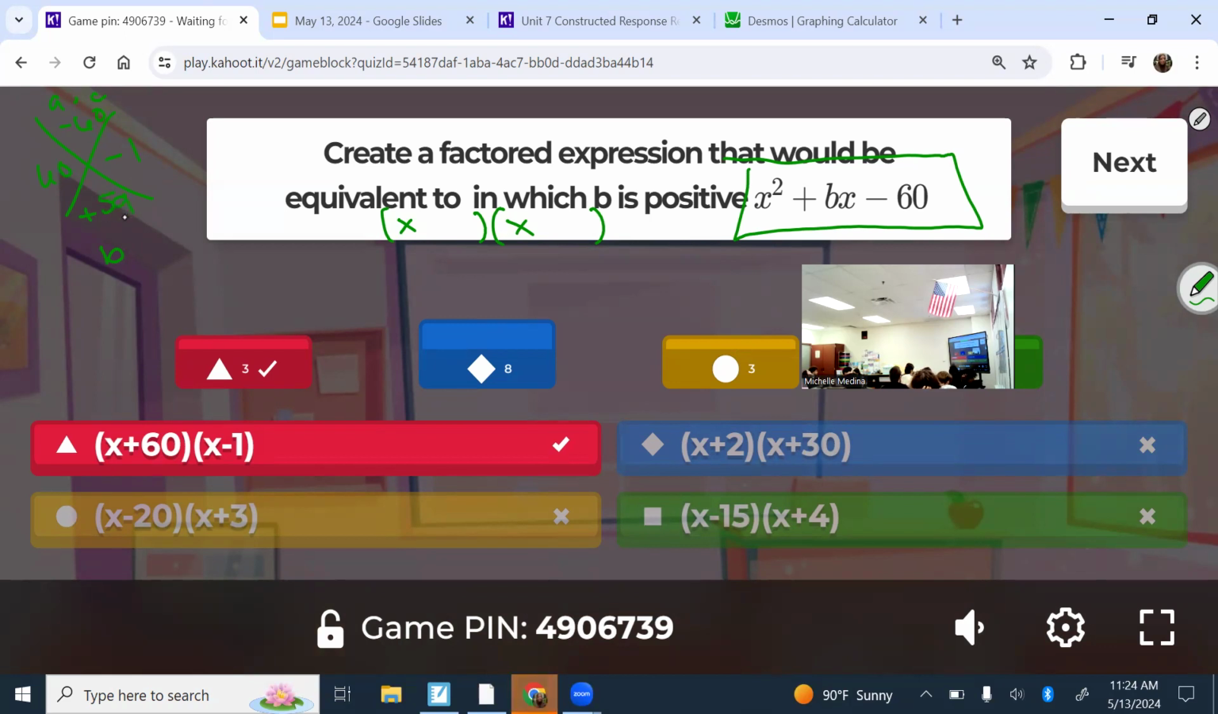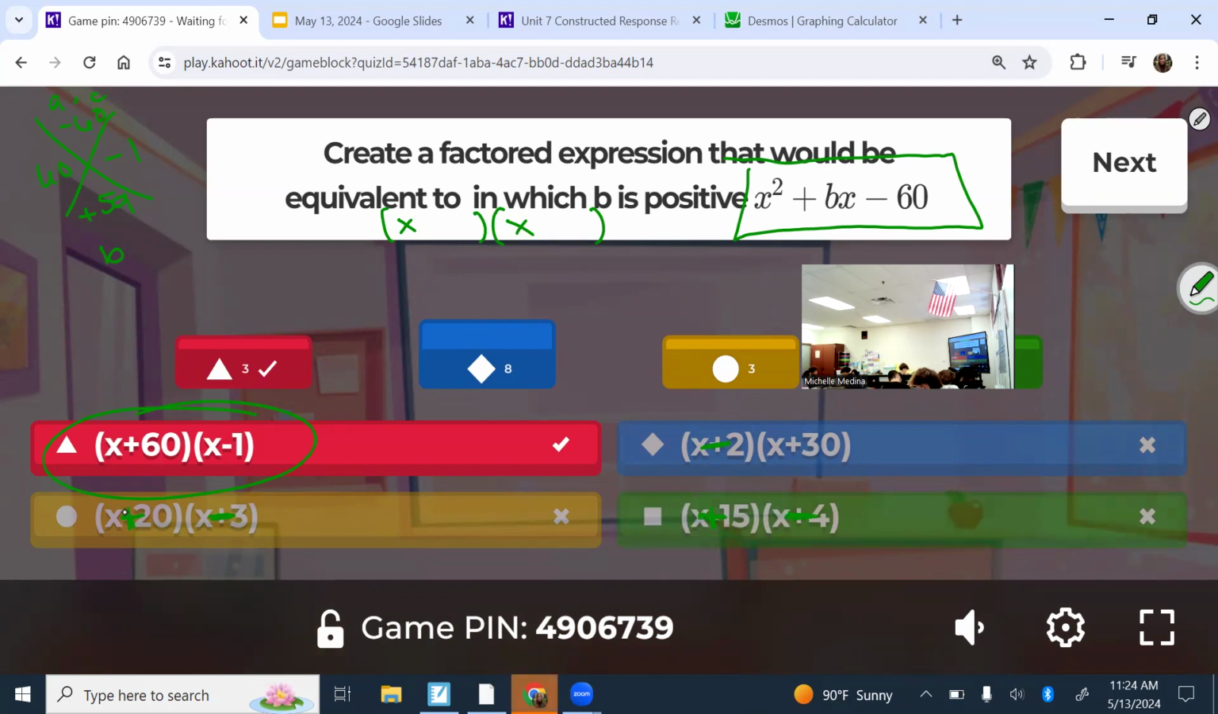That's a positive number. So that's why this one worked. There's lots of other numbers that multiply to 60 though. So for 30 times 2, for it to work, it would have to be a positive 30 and a negative 2, so that when I add it, I get a positive. When I multiply it, I get a negative. If you did 20 times 3, the 20 would have to be positive, the 3 would have to be negative. If you did 15 times 4, the 15 would have to be positive, the 4 would have to be negative.